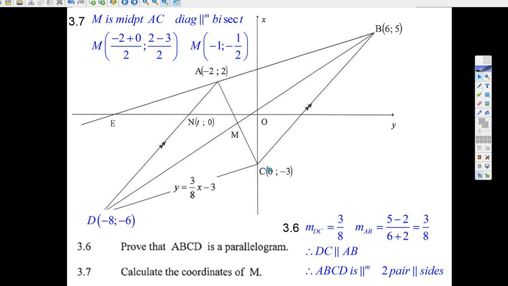The x-coordinate's minus 2 plus 0 over 2. The y-coordinate is 2 plus minus 3, 2 minus 3 over 2. So that's minus 1, and that's minus a half. Hey, it even looks a bit right. There's the next two questions.